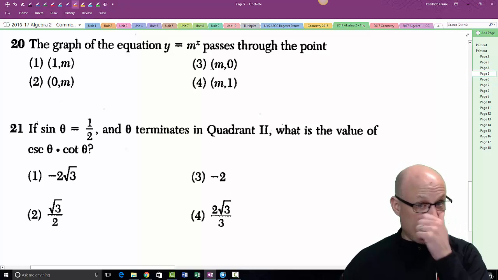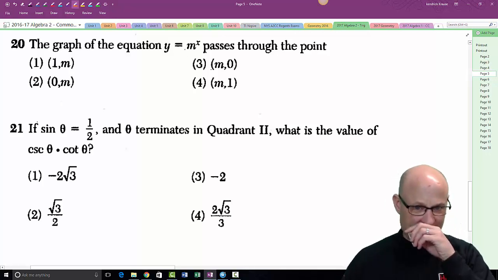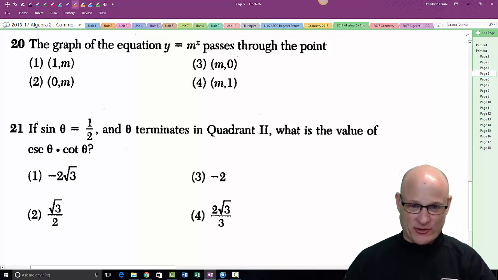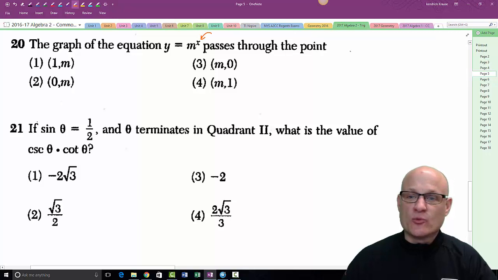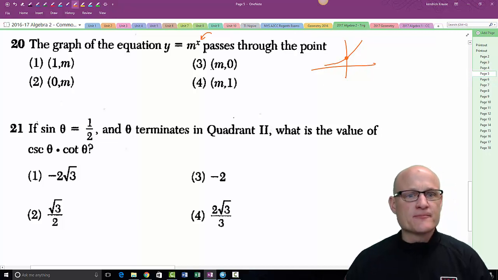The graph of the equation y equals m to the x passes through. Well, this looks like it's an exponential function, right? Because the exponent is a variable, and we know all exponential graphs go through that point 0, 1. So is that a choice? 0, 1? Of course not.